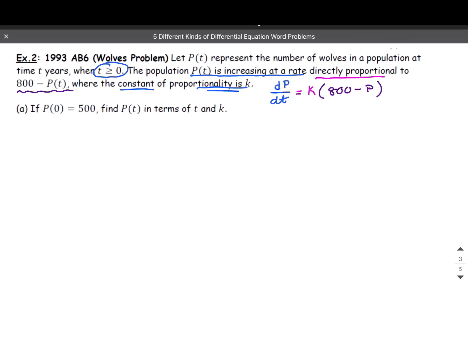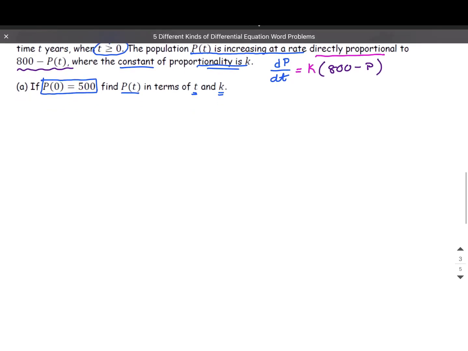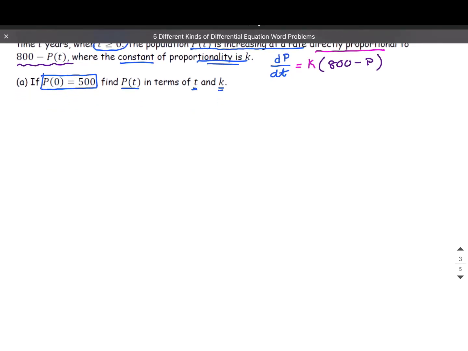Awesome. So now in part A, they're telling us that P of 0 is 500. We want to find P of t in terms of t and k. That means those are going to be variables that we do not know. Okay, so what are we going to do? Let's start by writing our differential equation, dP/dt equals k times 800 minus P. First step, get everything with a P to one side, everything with a t to the other side. And I'm going to keep my constant with the t's.